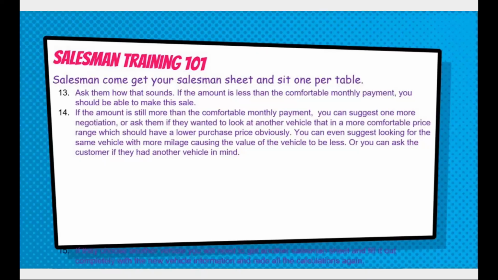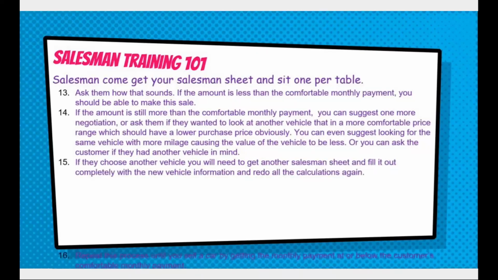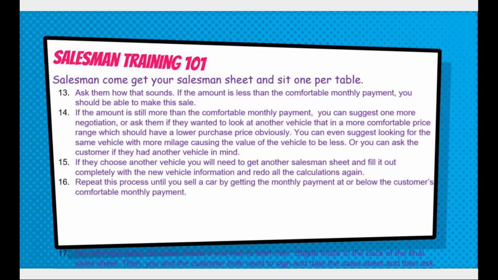Update it. You're going to have to redo the TVM solver again with the new numbers, with the new finance amount. Everything is going to change your financing amount, which is going to change your PV value on the TVM solver. Or you can ask if the customer had another vehicle in mind that may be closer to something that you think they can afford. If they choose another vehicle, you will need to get another salesman sheet and fill out that completely with the new vehicle information and redo all the calculations again, by the way.